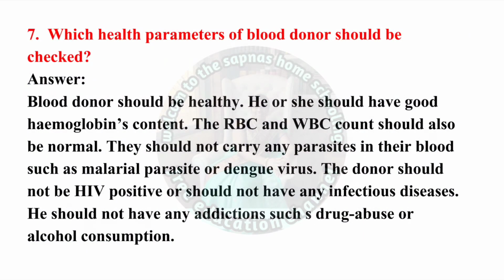Question 7. Which health parameters of a blood donor should be checked? Answer. A blood donor should be healthy. He or she should have good hemoglobin content. The RBC and WBC counts should also be normal. They should not carry any parasites in their blood, such as the malarial parasite, or the dengue virus. The donor should not be HIV positive or have any infectious diseases. He should not have any addiction such as drug abuse or alcohol consumption.